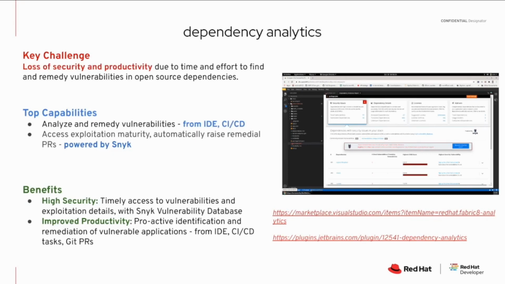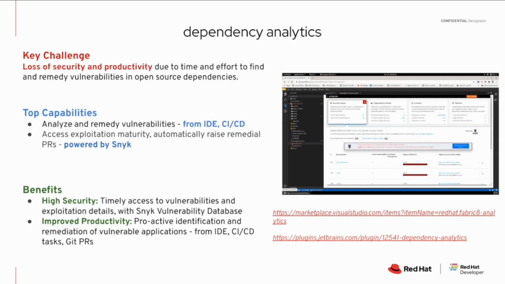So the dependency analytics tool is basically a simple hosted service from Red Hat that has plugins, whether you put them into an IDE or even into your favorite CI/CD product, where you can analyze and remedy vulnerabilities directly from your IDE. So you can analyze your vulnerabilities in manifest files like pom.xml, package.json, requirements.txt, or go.mod files.